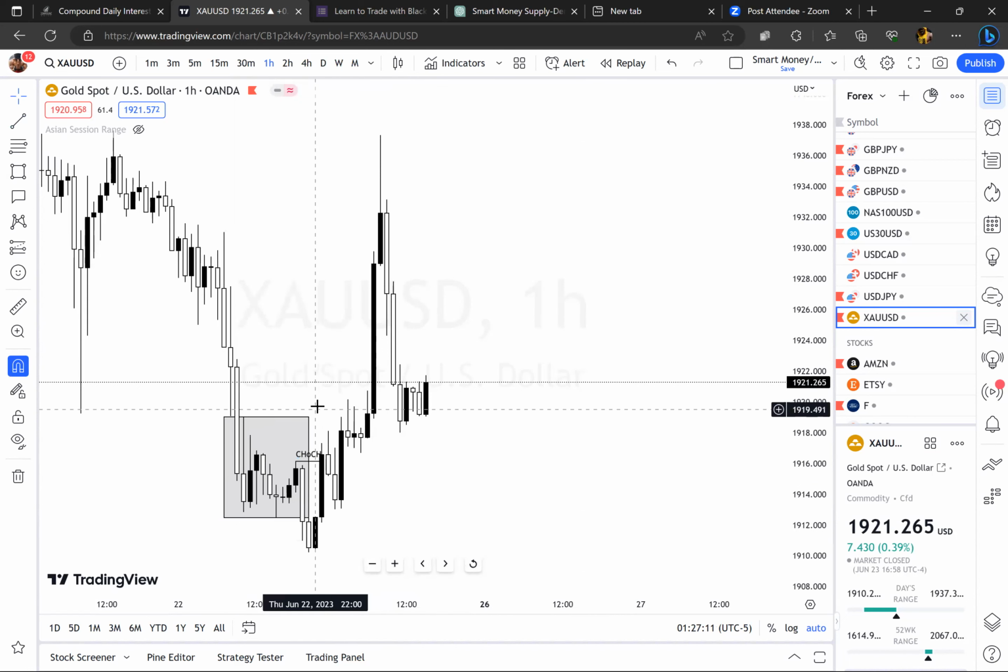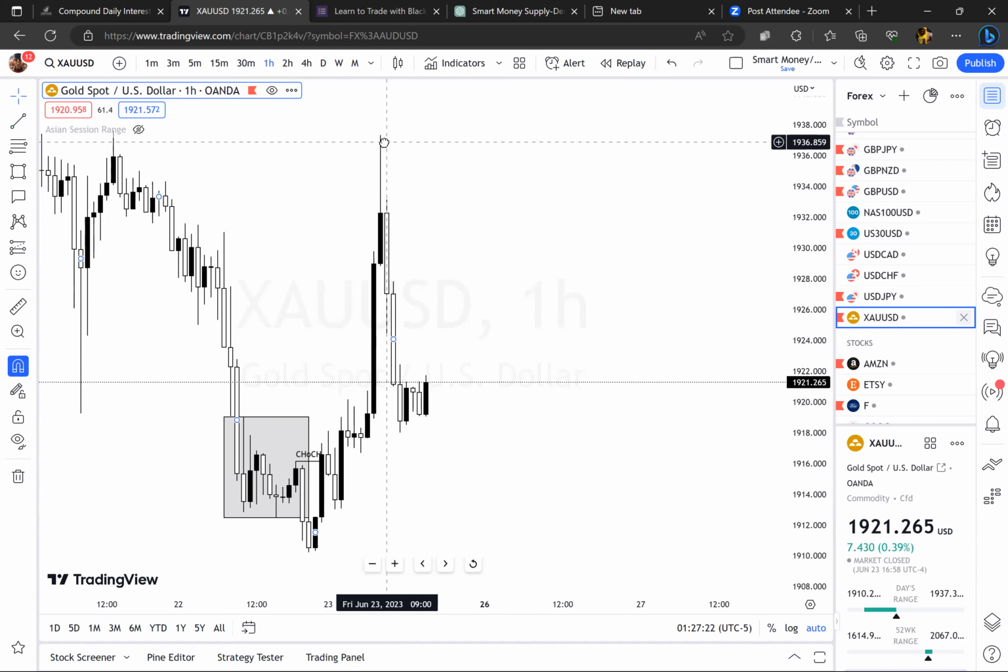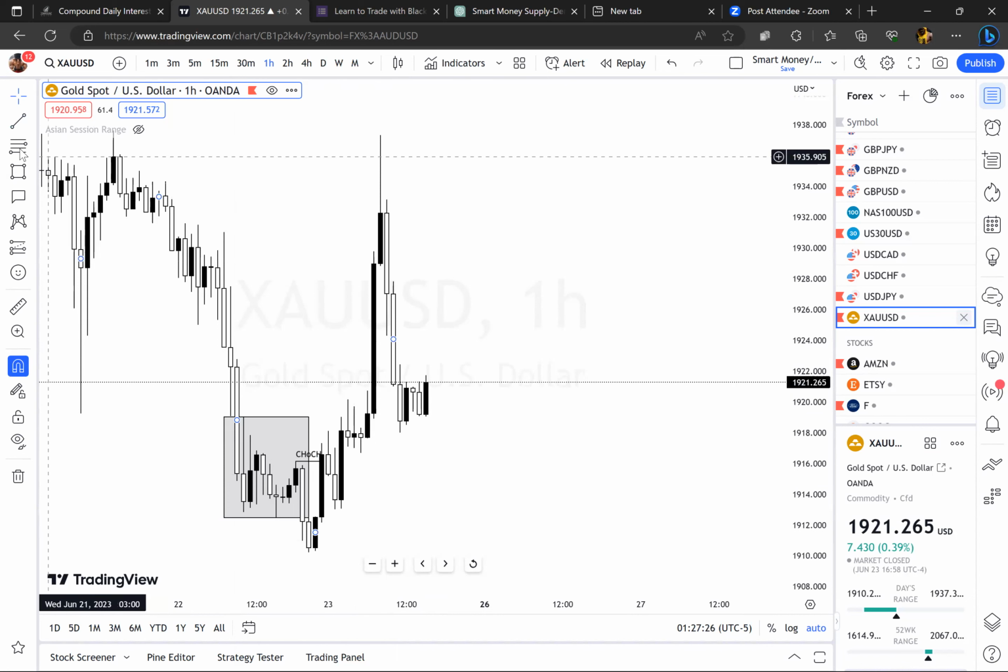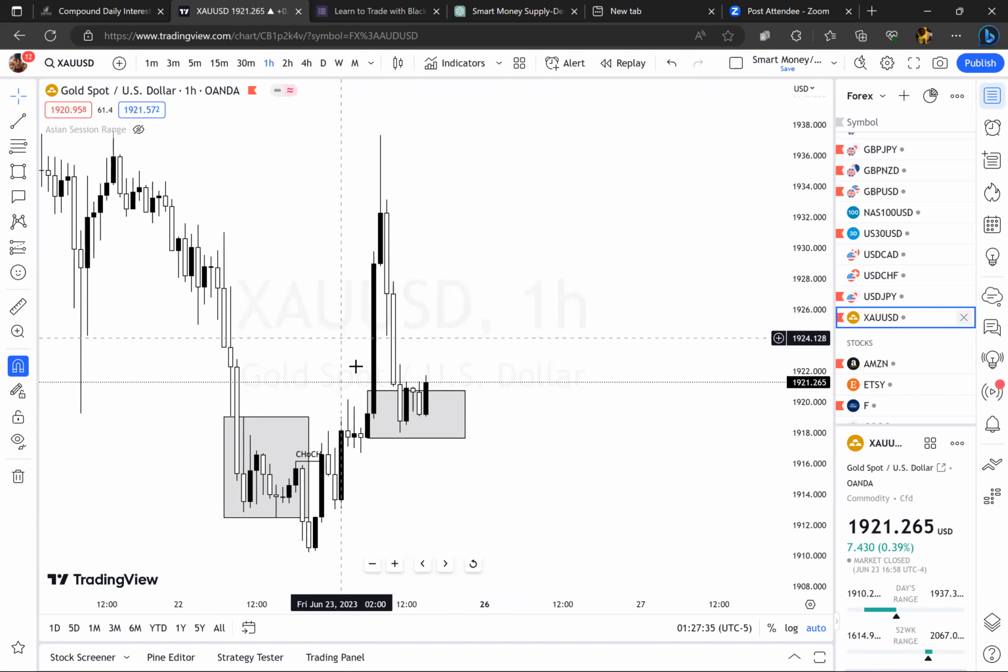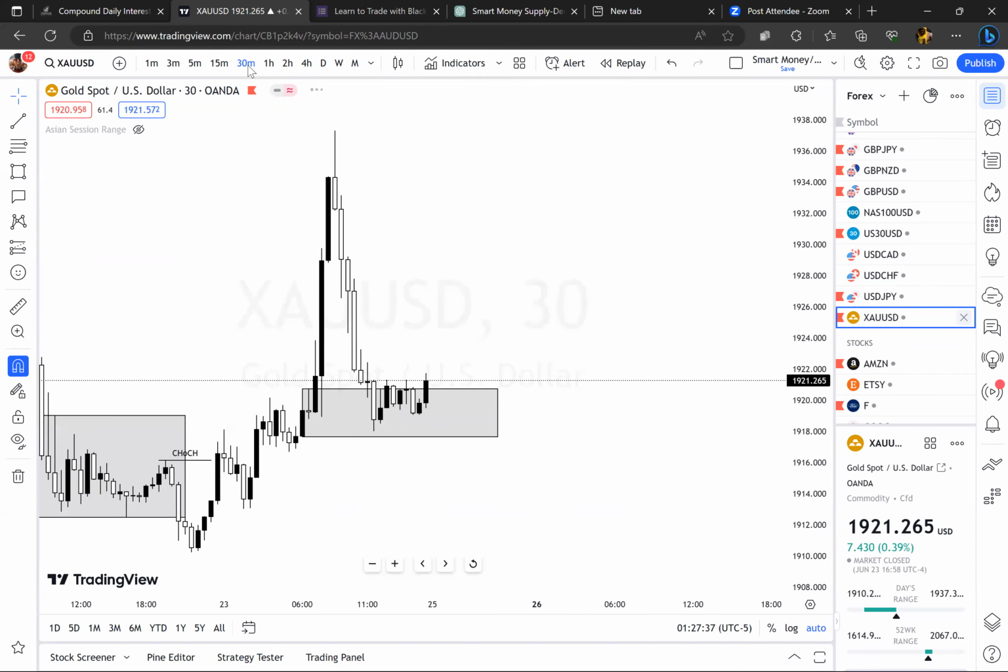All right. Price went up. Came down to here. All right. Went up again. Boom. Came down to this zone right here. And gold looks to be buying. Gold looks to be buying. See that? Right up in there.